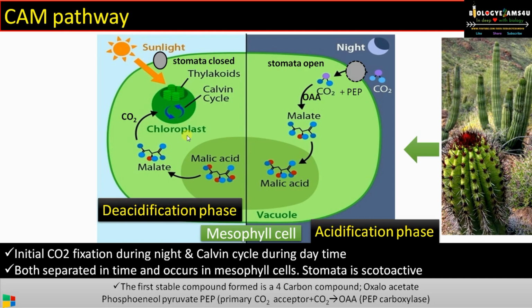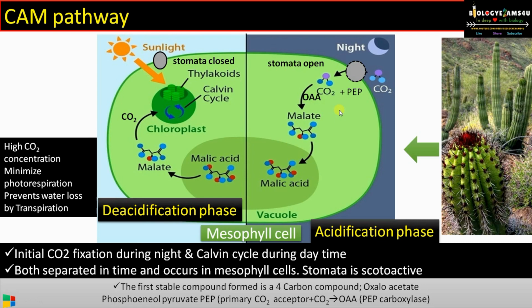So the point in the CAM cycle is that initial carbon dioxide fixation occurs during night and the Calvin cycle occurs during daytime. Both are separated in time, and both reactions occur in mesophyll cells. Here the first stable compound, just like the C4 cycle, is oxaloacetic acid, and this pathway ensures minimum photorespiration and prevents water loss by transpiration, which allows such plants to survive in desert condition.